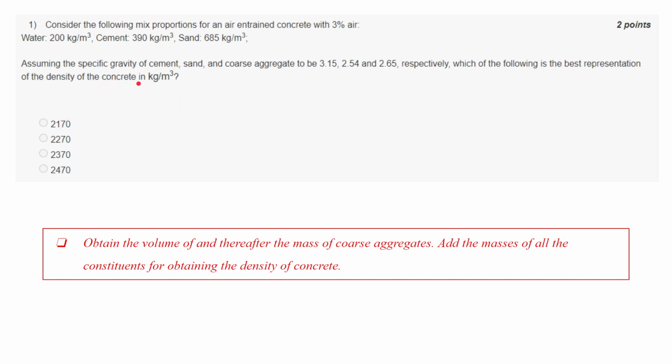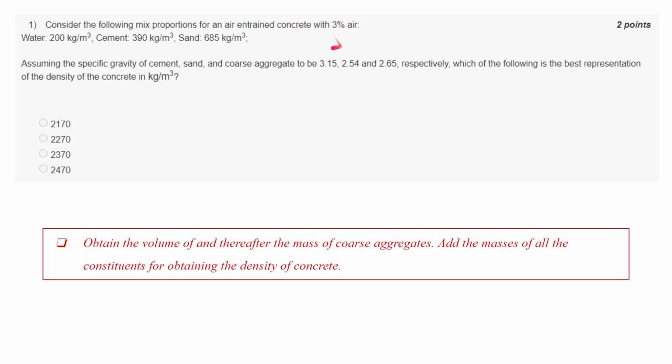Density in terms of weight, that is kg per meter cube. Here we don't consider the weight of air, so it will mainly be water, cement, sand, and aggregate. Here aggregate is missing, so we need to find the weight of aggregate. But for finding the weight of aggregate, we need to find the volume of aggregate. And for finding volume, we first need to convert all this into volume using the specific gravity, and along with that we have to consider the 3% air.